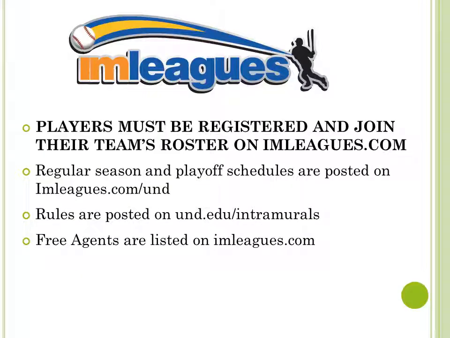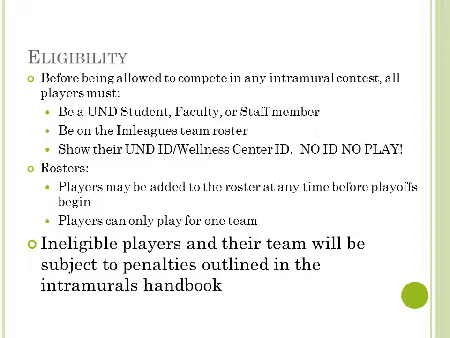Before their first contest, each one of your players must be registered and join your team's roster on imleagues.com, where you will be able to find all schedules, rules, and free agent listings. In order to be eligible, all players must be a UND student or a faculty or staff member with a Wellness Center membership, be on your IMLeagues team roster, and have their UND ID on them. Players can be added to the roster at any time before playoffs, but they can only play for one team. Any ineligible player caught will subject themselves and their team to penalties outlined in the intramural handbook.